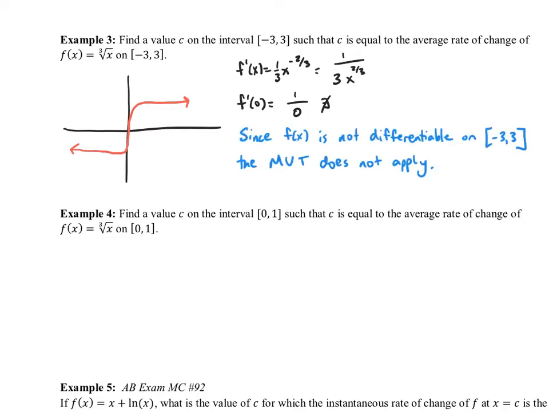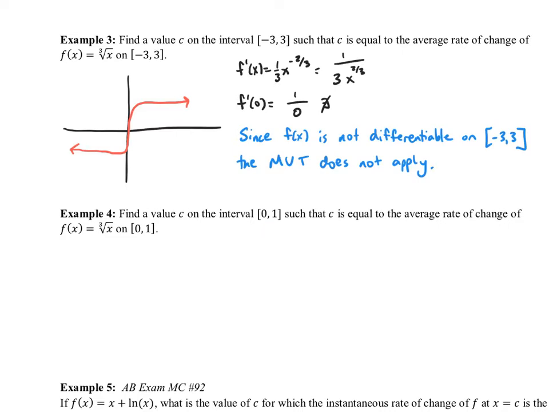Okay, what we're going to do with example 4 is take the exact same problem, except we're going to restrict the interval to go from 0 to 1. Now remember, the function f of x is not differentiable at 0, but if you recall from the previous page, the mean value theorem says that f of x has to be continuous on the closed interval, which it is. So f of x is continuous on the closed interval, but it has to be differentiable on the open interval, which it is. So just because it's not differentiable at 0 doesn't mean that we can just skip the mean value theorem in this problem.